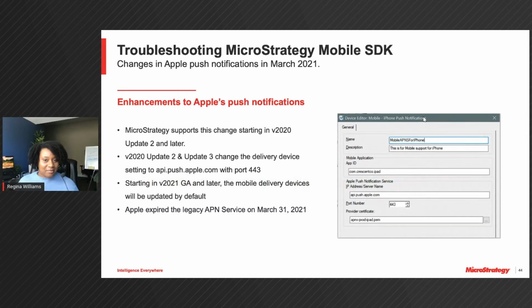So the first one, which is a pretty important thing I wanted to mention, was the changes to Apple's push notification. Starting March 31st, Apple switched from their older legacy system over to a newer push notification service. And we've actually made the changes to support it since 2020 Update 2 and later. But in 2022 Update, because that came out last year, you would still see the original Apple push service gateway and port number would have said the original value, but you just have to change it over to the 443 port in the new API push apple.com.